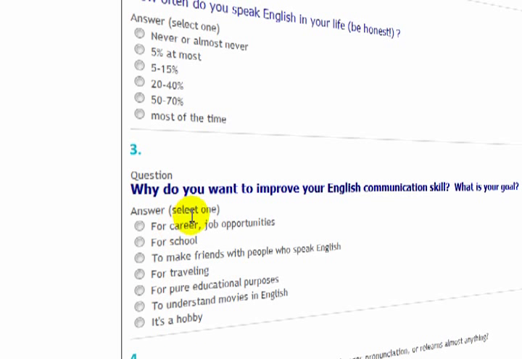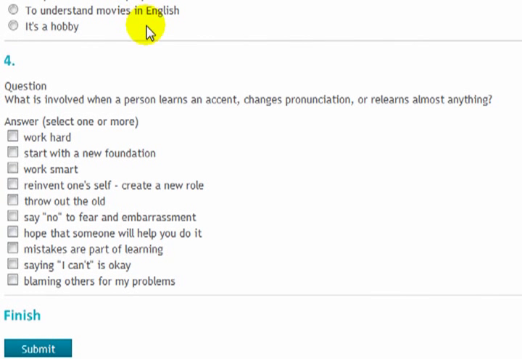Now, I put just select one. Okay, so select the best answer, whatever is closest to you. Maybe your exact answer isn't here, but click the one that is closest to your goal. And then number 4 here, what is involved when a person learns an accent, changes pronunciation, or relearns almost anything. So you can select more than one here, okay? What is involved when a person learns an accent? That means working on pronunciation. So of all of these, which ones are you going to check?